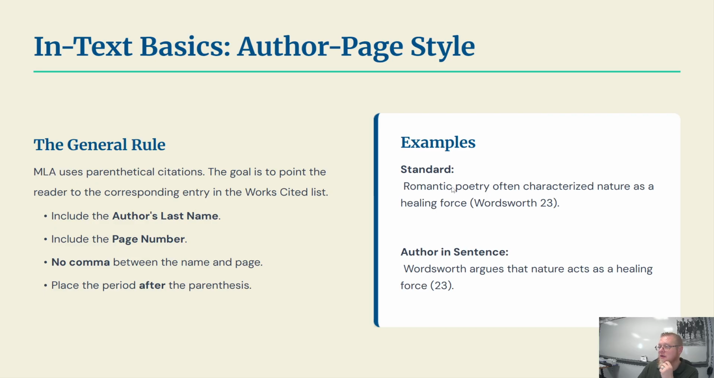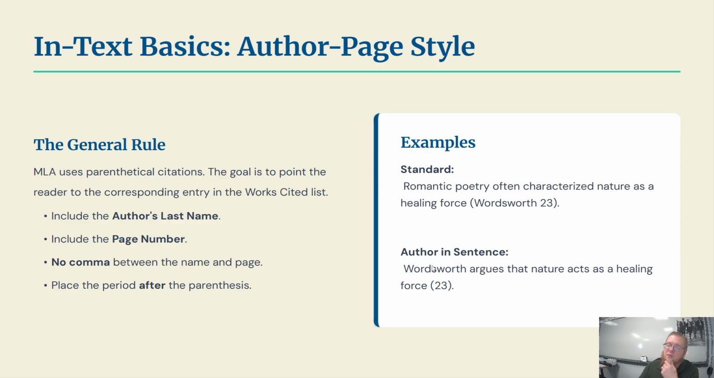The normal way you might do it, you might have a sentence that says, romantic poetry often characterized nature as a healing force. Then we have in parentheses, Wordsworth, that's the name of the author, 23, that's the page it falls on. Close the parentheses, and the period comes outside of the parentheses, after it.